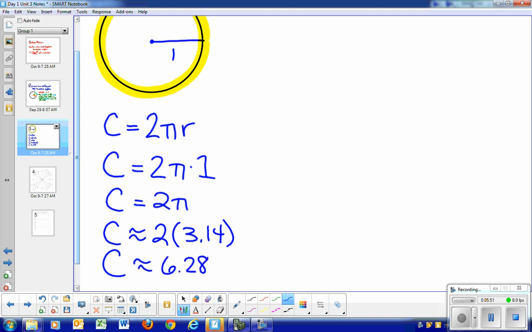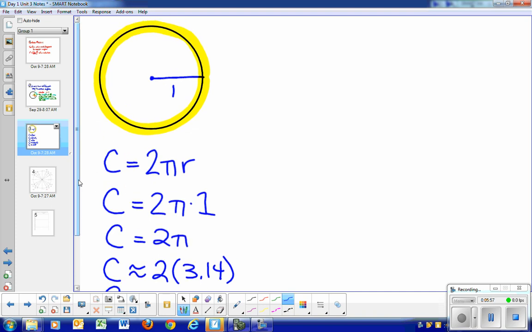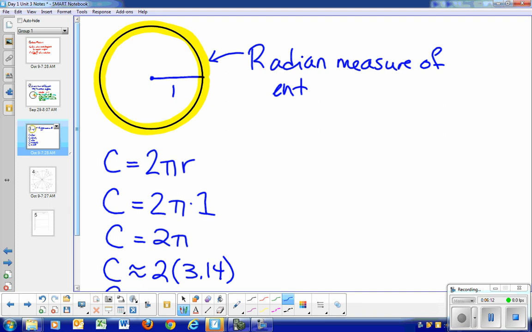Now remember we said radian measure is like the length of the arc in a circle with radius 1. Okay, so this would suggest that the radian measure of this circle, going all the way around, sorry, I'm just waiting for my writing to catch up. Radian measure of the entire circle is about 6.28 radians.